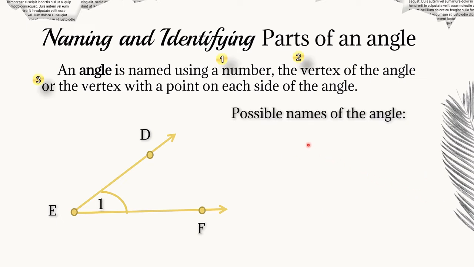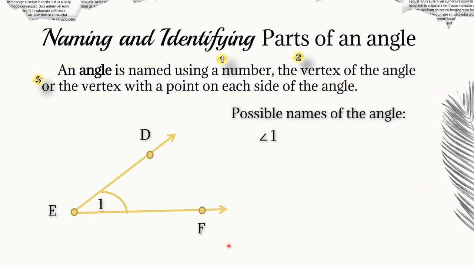How to name an angle? We can name an angle using a number, the vertex of the angle, or the vertex with a point on each side of the angle. So, here are the possible names of the angle. Start with naming an angle using a number. So, may nakikita ba tayong angle dito? May number ba ron? Ito, si 1. So, we have now angle 1. Second, vertex of the angle.